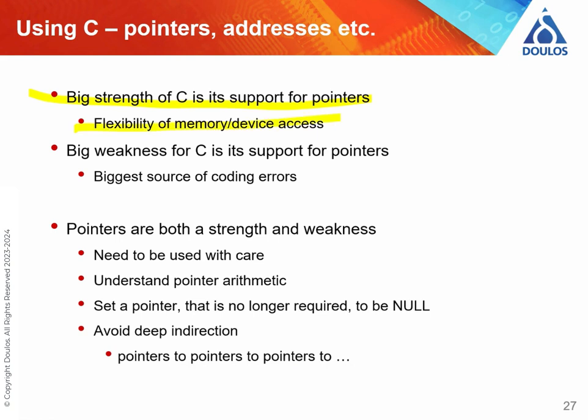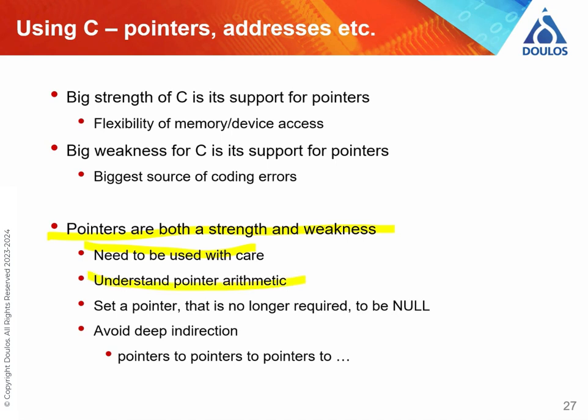That gives you flexibility. You can access memory and other devices very easily in your C code. Its biggest weakness is its support for pointers, which might seem a bit strange. How can it be the strength and a weakness? Well, it's a weakness because it's the biggest source of coding errors. So it's powerful, but you have to use it properly. So pointers, as I say, are both a strength and a weakness. You need to use them with care.